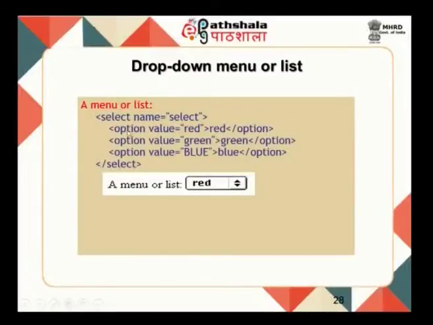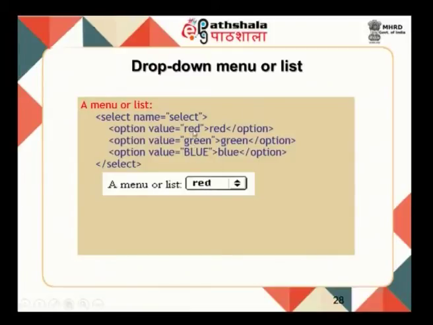Now, how to create a drop down menu or list? A menu or list is created using the select and option tag. Here you can see select, and this drop down menu has got a name, and options have values like red, green, blue. Select has an opening and closing tag, and option also has an opening and closing tag. The value would not be displayed on the web page. What is displayed is whatever you give within the options: red, green, blue.